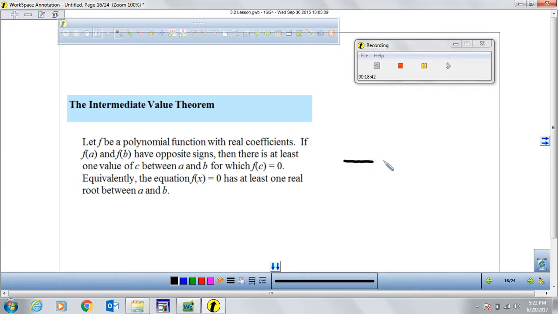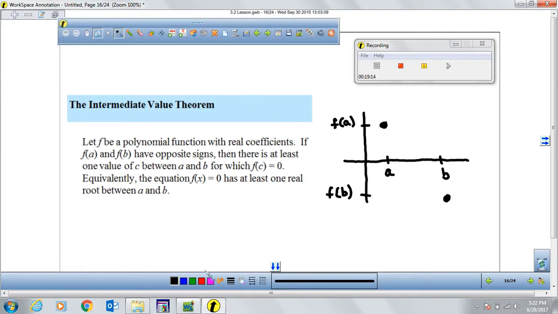So this basically tells us the following. If I have a polynomial function in which for any two values of a and b, x equals a and x equals b, it tells me that f of a and f of b have opposite signs, meaning that one of them is positive and the other one is negative. Okay, so let's say this is one point and the other point is right here. So according to the definition, since we are talking about a polynomial function, remember the characteristics of a polynomial function: smooth and continuous.